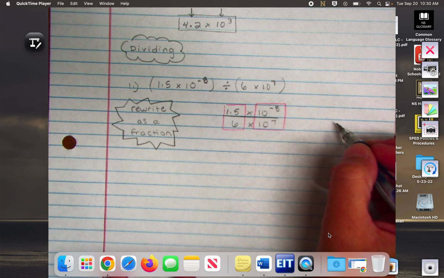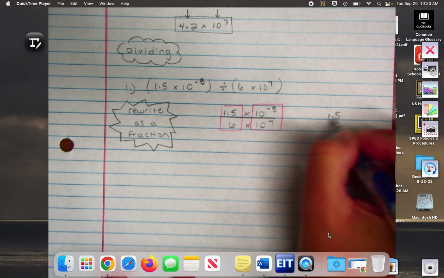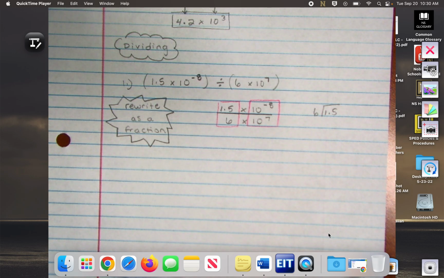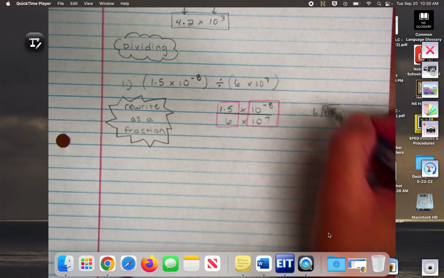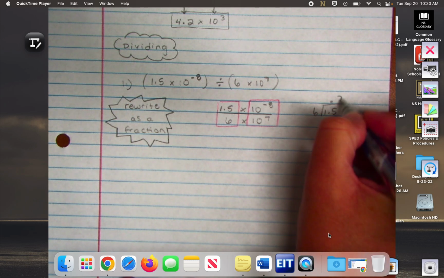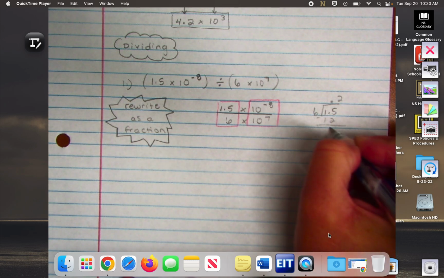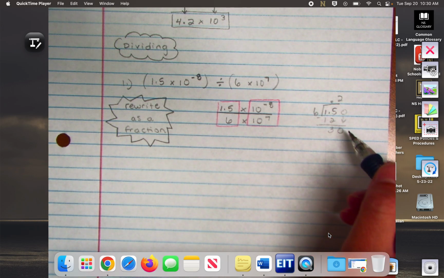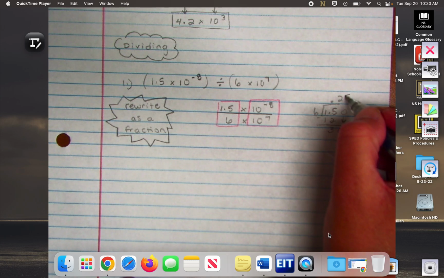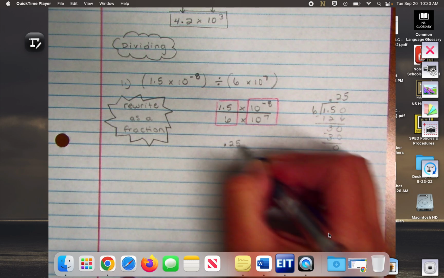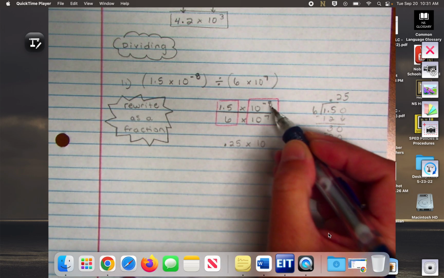So then if I go out to the side here, 1.5 divided by 6, remember you're not going to have a calculator. Put my decimal up here. How many times can 6 go into 15? Twice. 6 times 2 is 12. Subtract. Bring down a 0. How many times can 6 go into 30? 5 times. So I know I'm going to have 0.25 times 10 to the something.